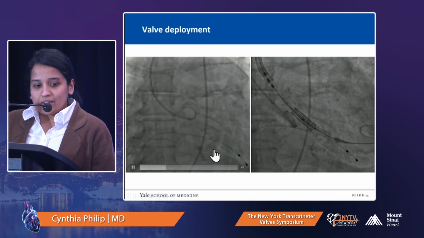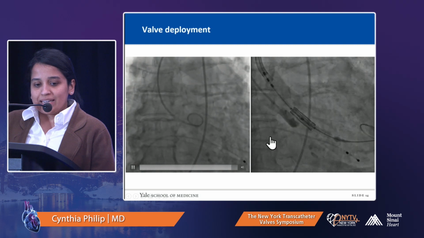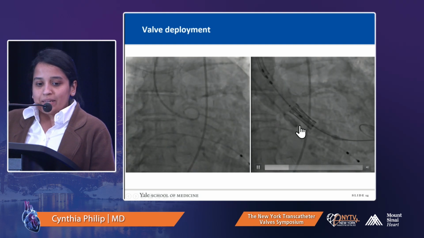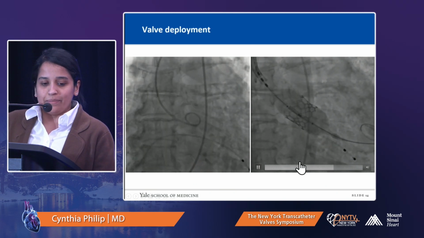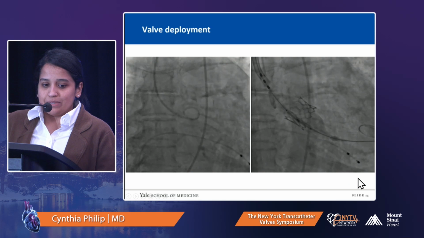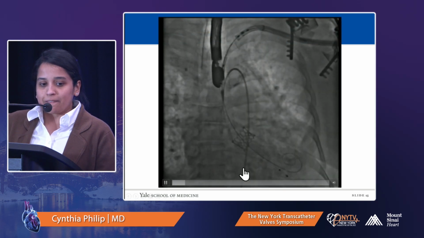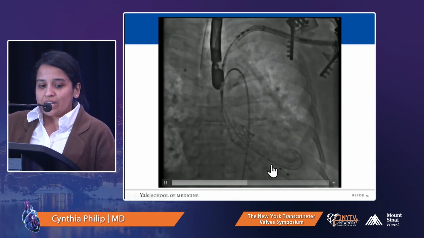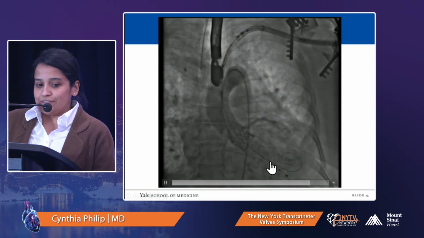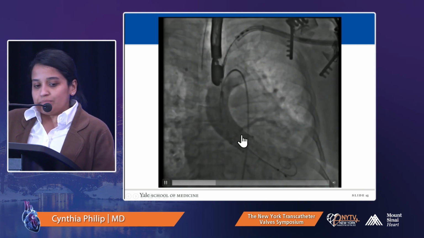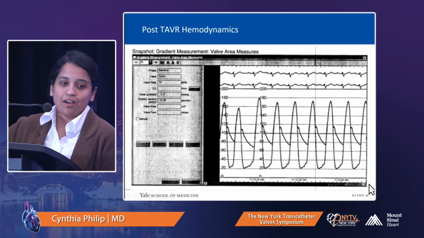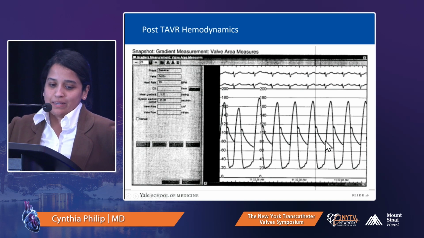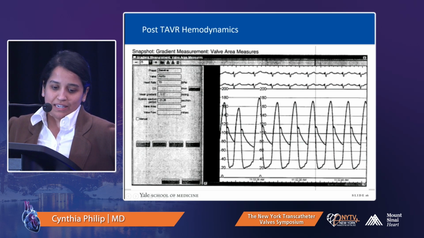So here on the left, you can see in the 3-cusp view, the 3 cusps are nicely aligned. And then here's our valve deployment. You can see the valve does not move much during the deployment. So it's kind of in the intended position. And then here's our aortic root shot after, which shows no significant AI and good filling of the coronaries. Okay, so here's our post-TAVR hemodynamics after, which showed no significant gradient.